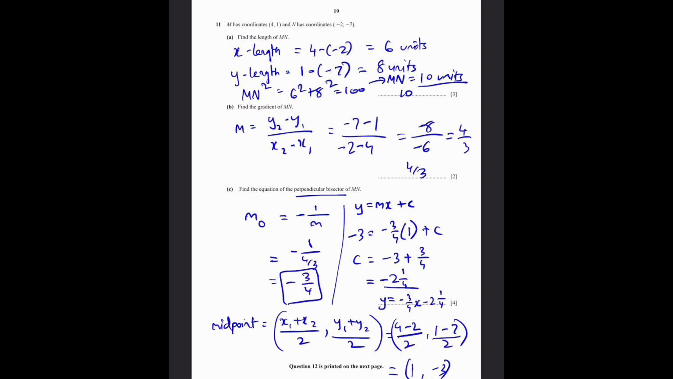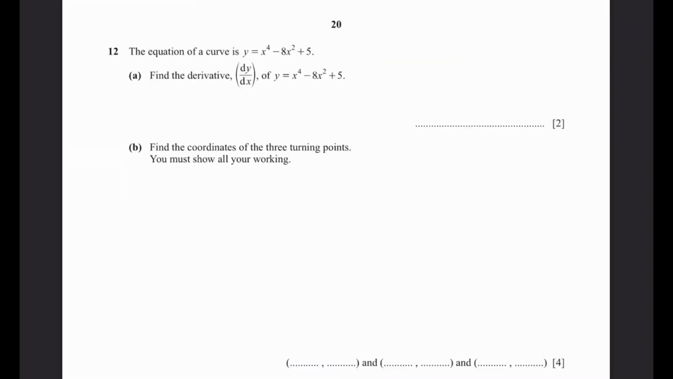That's the answer. Let's go to question 12. The equation of a curve is y equals x to the power 4 minus 8x squared plus 5. A. Find the derivative dy by dx of y equals x to the power 4 minus 8x squared plus 5.